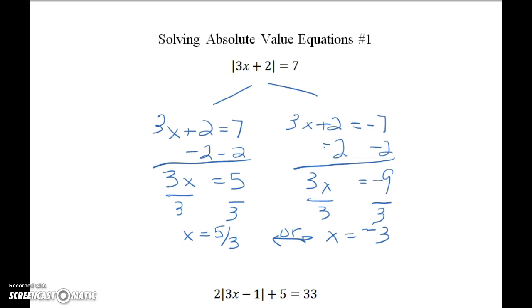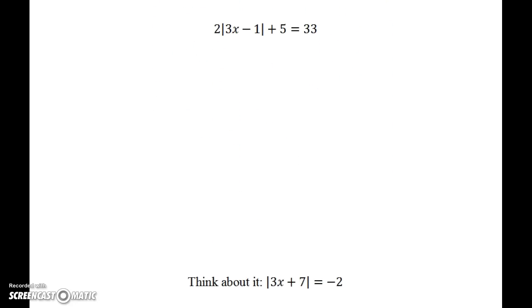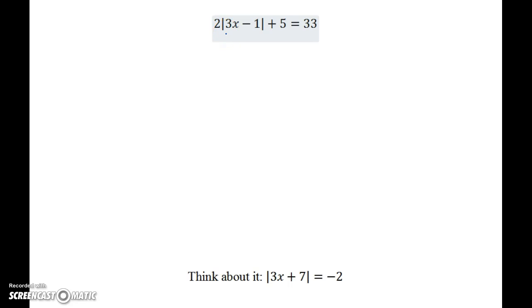Okay? Next example is a little bit harder. So we're going to look at 2 times the absolute value of 3x minus 1 plus 5 equals 33. In order to do this one appropriately, we want to gather all absolute value items on one side of the equation and everything else to the other. So pretend that our absolute value is a variable, and how would we isolate that variable? The first thing we do is subtract 5. So we're going to subtract 5 from both sides.